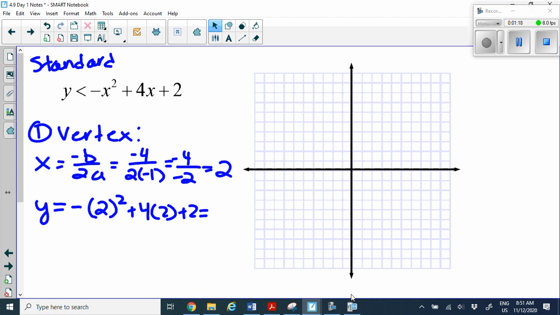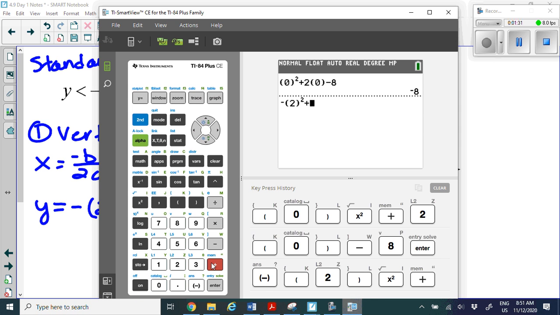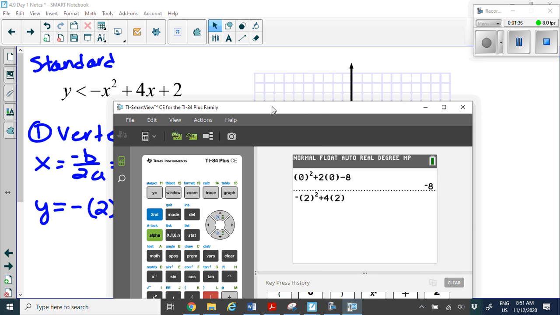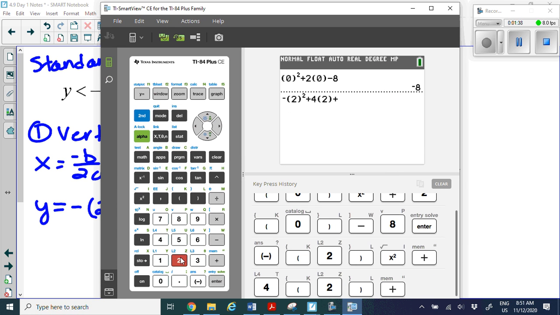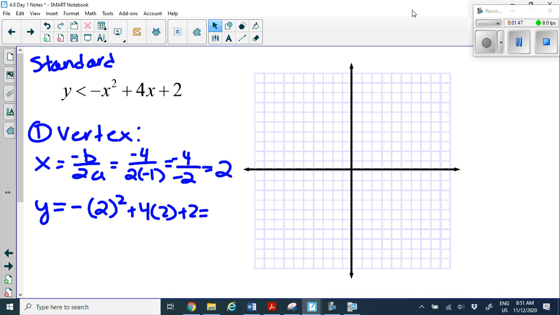And let me show you how you're going to plug this into your calculator. So we're going to do a negative first, then parentheses 2, then end your parentheses, squared. Then we're going to have our plus 4, and then parentheses 2, and then we will have plus 2. So be careful. Notice that negative's on the outside. If you put it inside, then it's going to make it a different answer. So we get 6. Okay, so we get (2, 6) as our vertex.